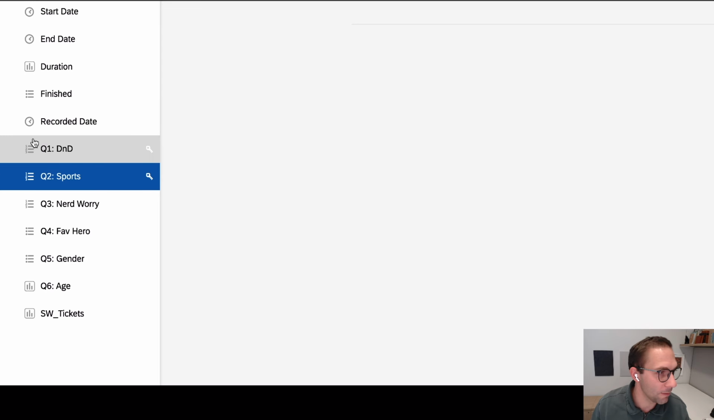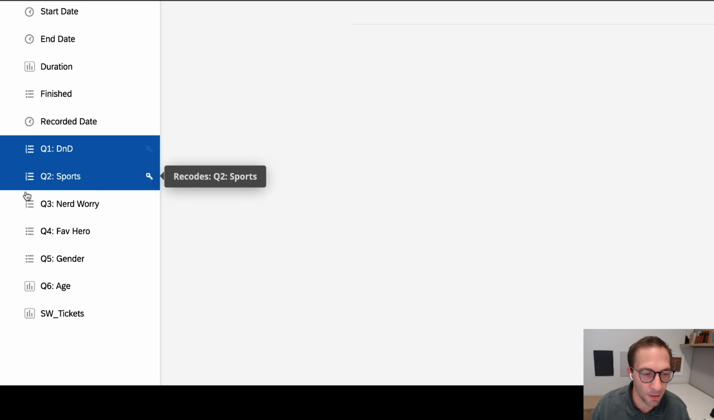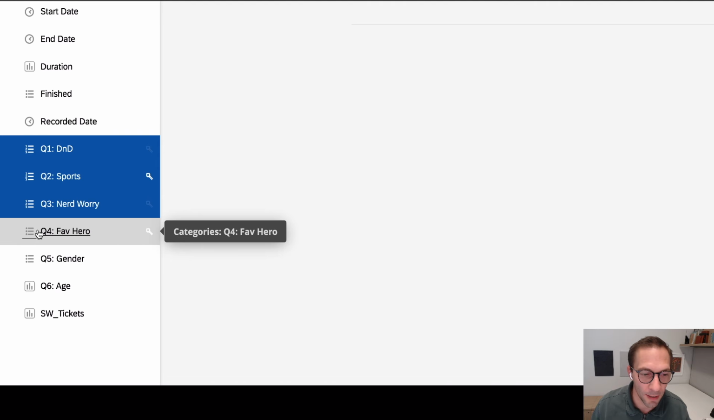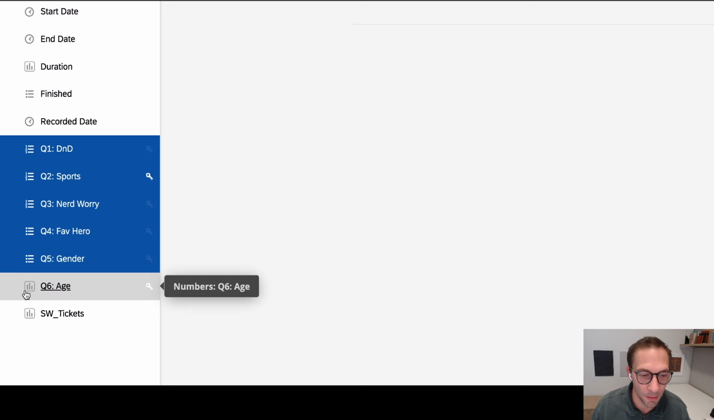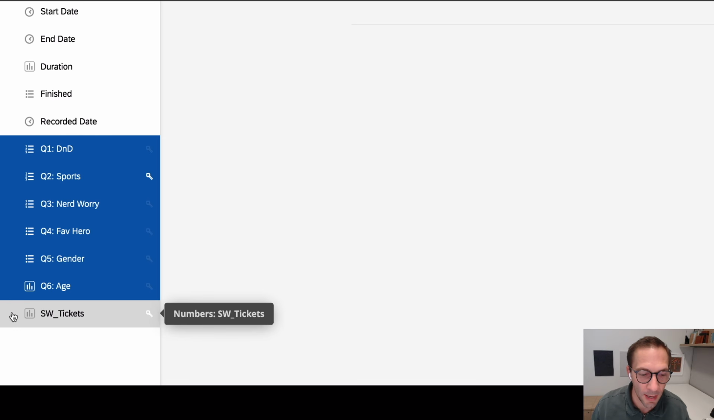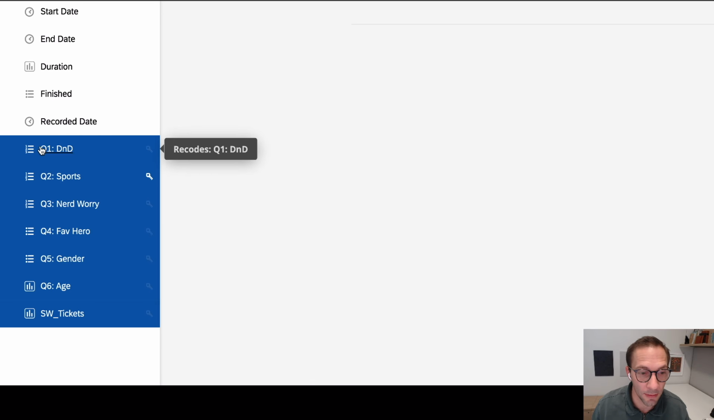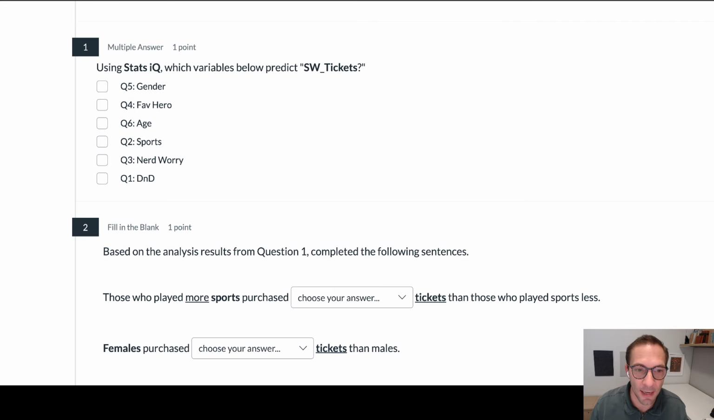So here I have numbers here for D&D. This is a number. We've got 1, 2, 3. So this is a number. We have another number, another number. Right here we have dots instead telling us this is a category variable, another category variable. And then we have this bar chart tells us it's a number as well, and a number as well. So we have these 3 are numbers, and the bottom 2 are numbers, so a total of 5 numeric variables. And then we have these 2 category variables. And this question 1 is asking us which of them predict SW tickets.